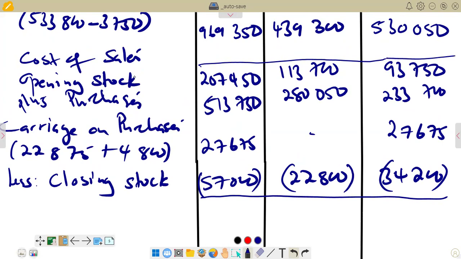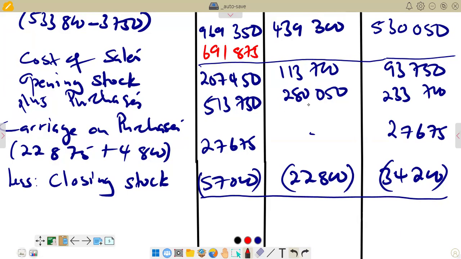In other words, we are saying opening stock plus purchases. We add again carriage on purchases, then you subtract closing stock, you get your cost of sales. So if you start with the first column for total, if you calculate correctly there, you are going to get your total for cost of sales being 691,875.